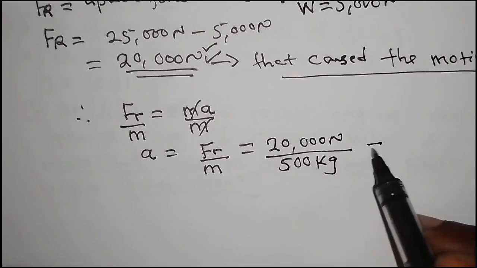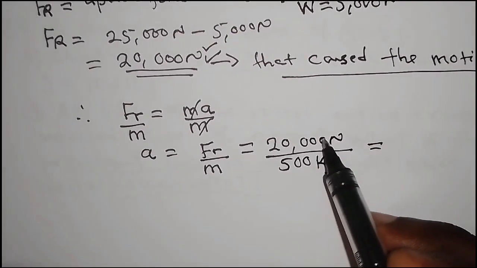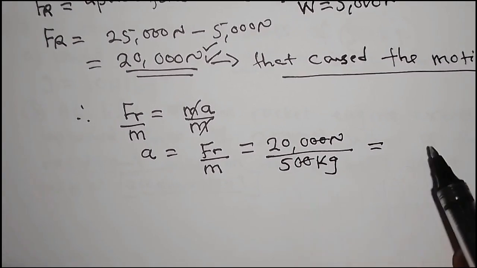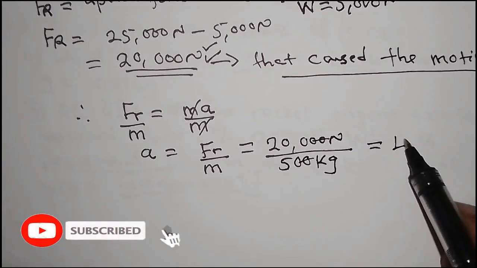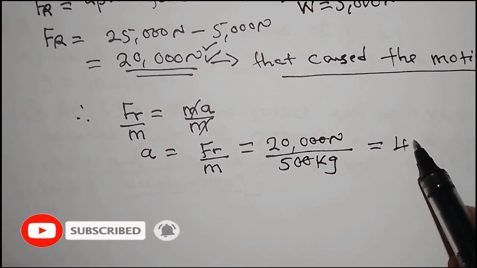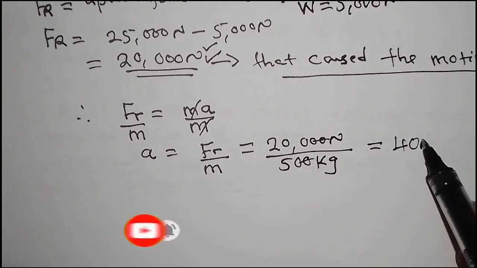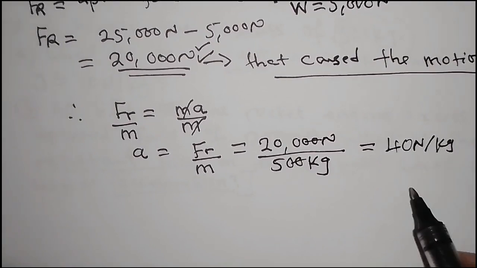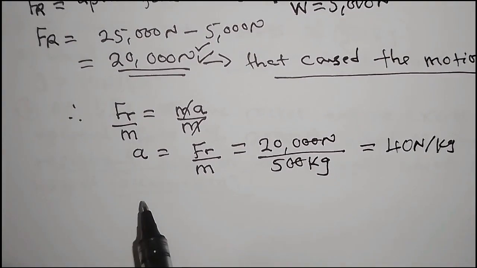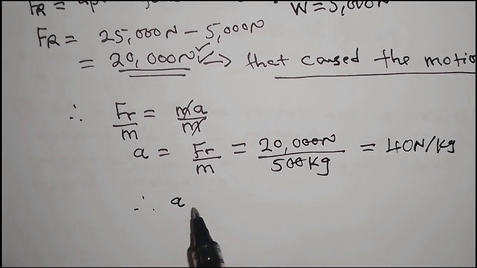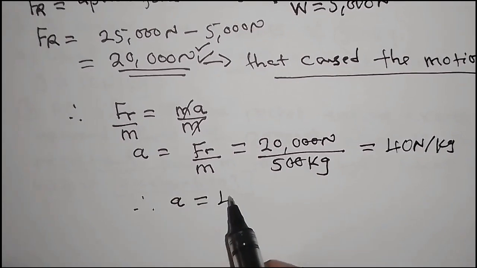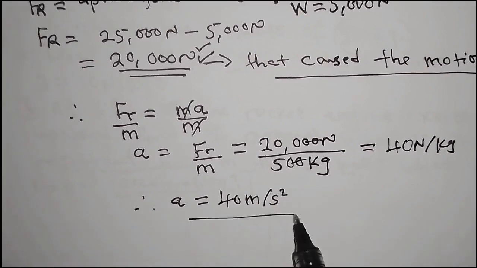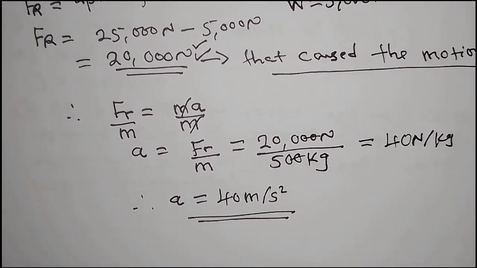Therefore, when you do this, the 2 zeros go, 2 zeros go. So we have 20 divided by 5, which is 4. And this will give us 40 Newton per kg. Therefore, the acceleration is just 40 meters per second squared. So this is the answer.